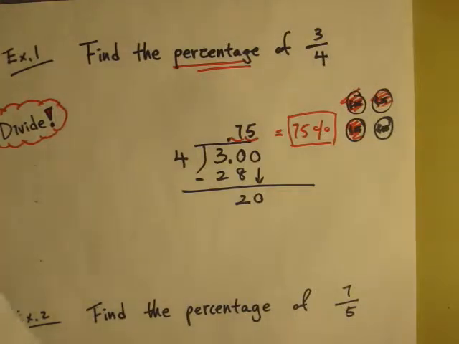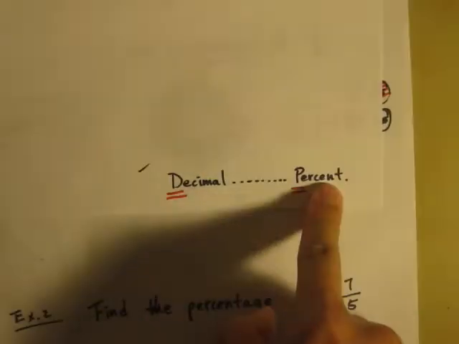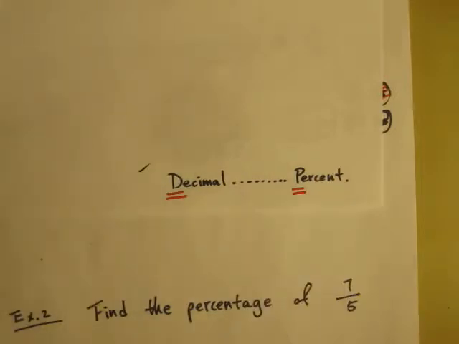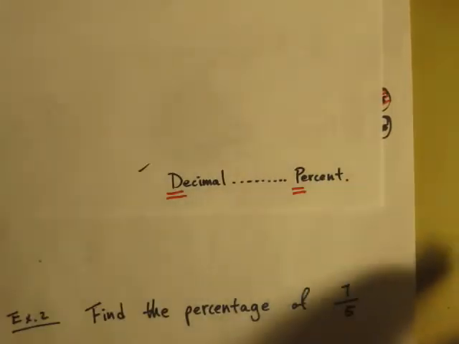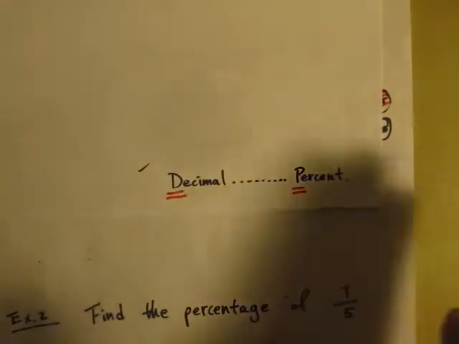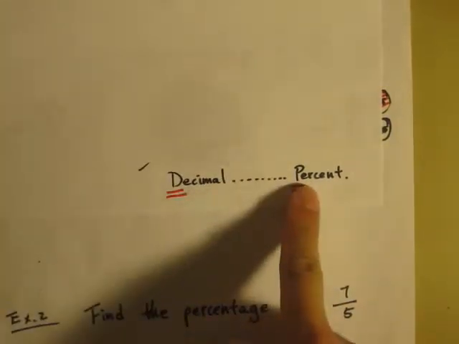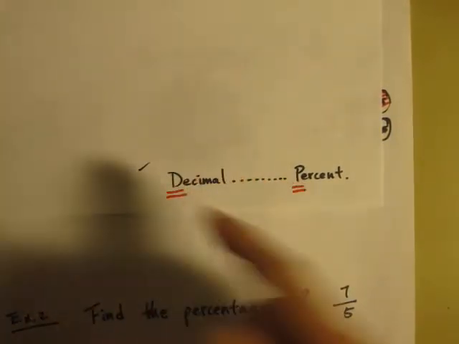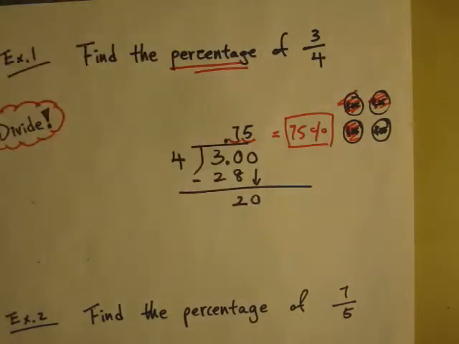If you're having trouble remembering which way to move your decimal, look at this. From decimal to percent: decimal is on the left-hand side of the alphabet, and percent, P, is on the right-hand side of the alphabet. So if you're moving from decimal to percent, you go right 2 times. If you're going from percent to decimal, you move to the left 2 times. That's a little trick to help you if you don't remember.